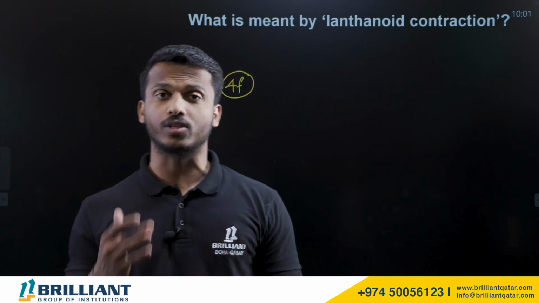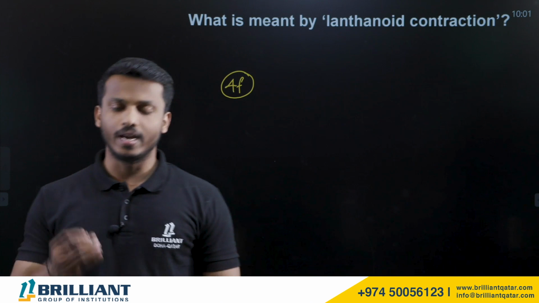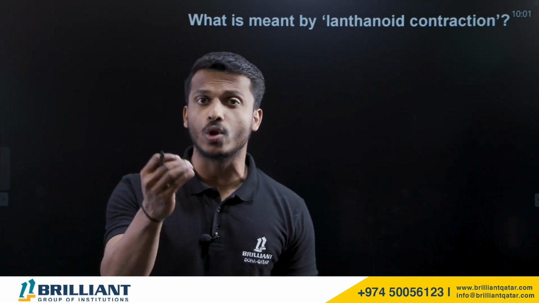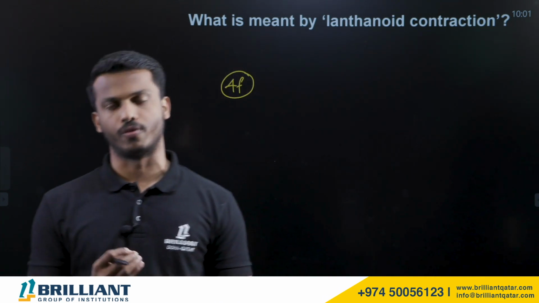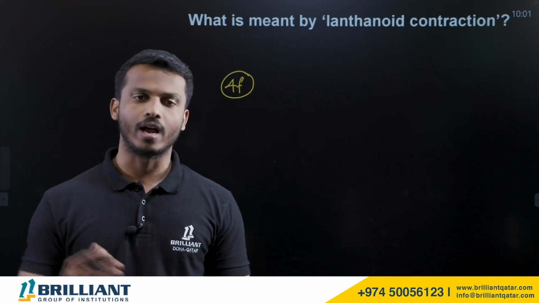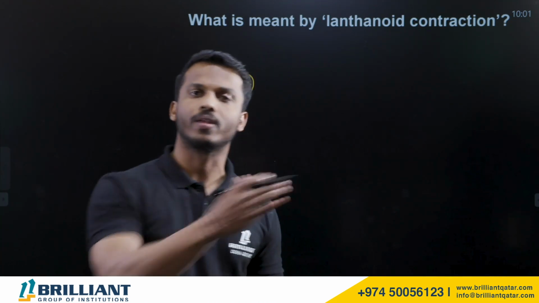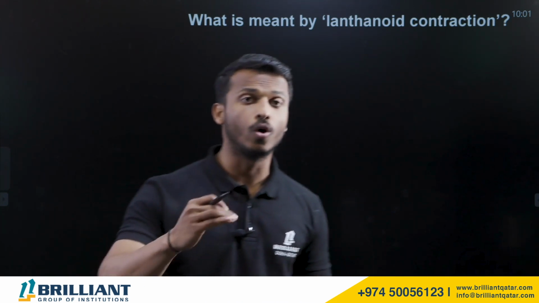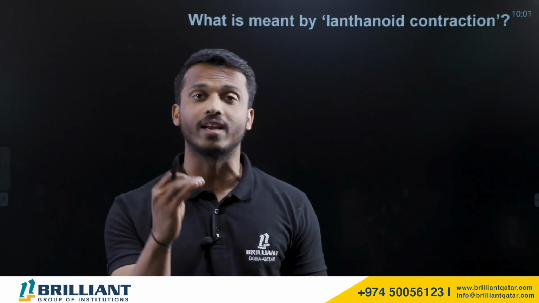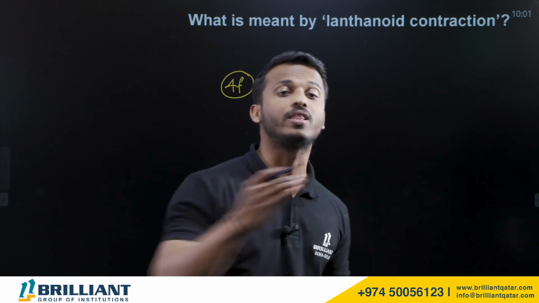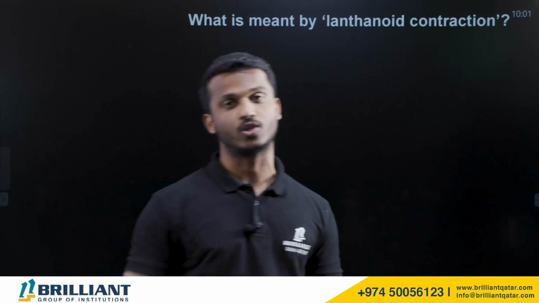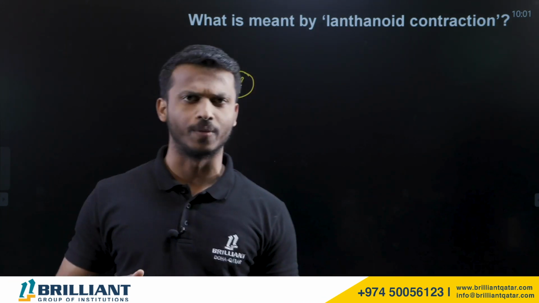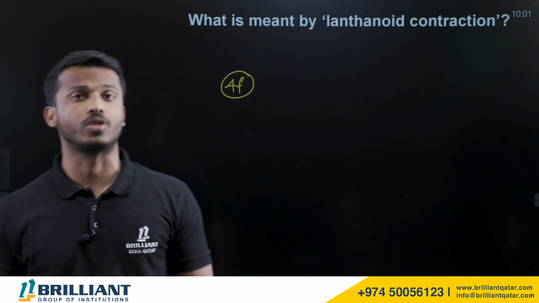So lanthanide contraction we can define as the steady but slow decrease in the size of lanthanides across the lanthanide series, means across the period. So a steady but slow decrease in the size of lanthanides across its period with increase in atomic number is known as what? Lanthanide contraction. What is the reason? Another question for the exam.